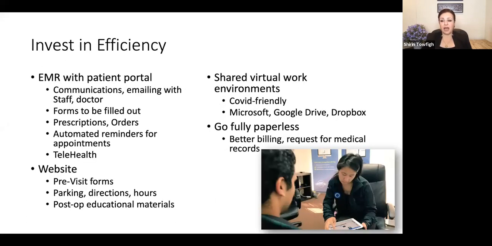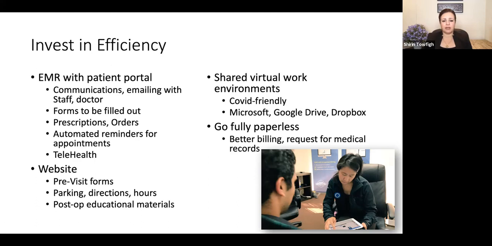You may have to actually invest in some things to make your office work more efficiently, and that's totally okay because it will pay off in the long run. For example, maybe you need a good electronic health records that has a patient portal. That way the patient can communicate with you or email you and the doctor and your staff. Forms that need to be filled out can be sent out and filled out through the EMR. If you need to write orders for imaging or labs or prescriptions are filled through the EMR, that's a very efficient way of doing it.